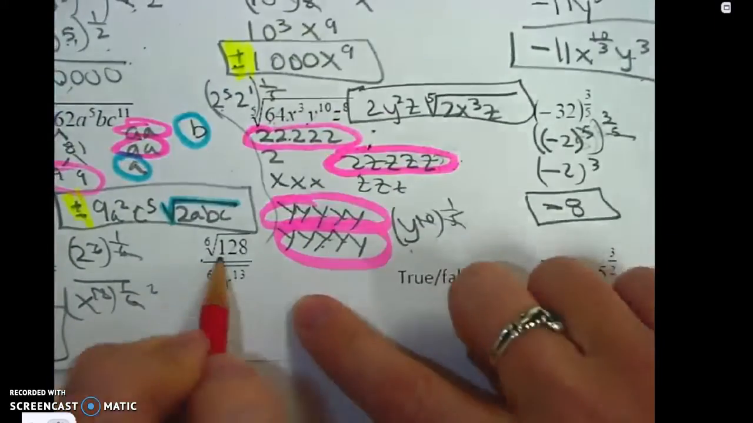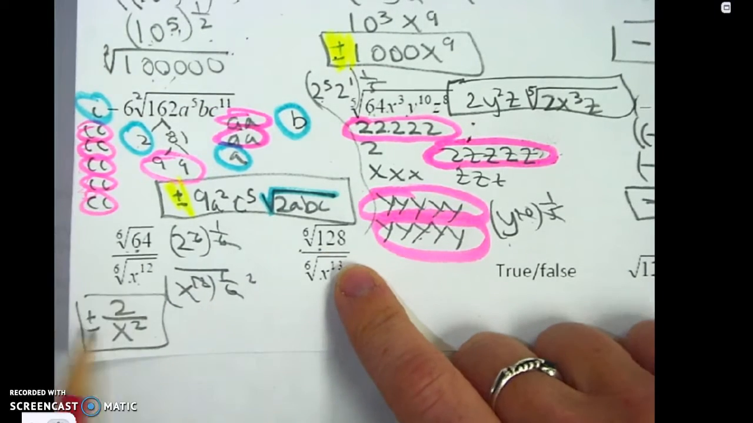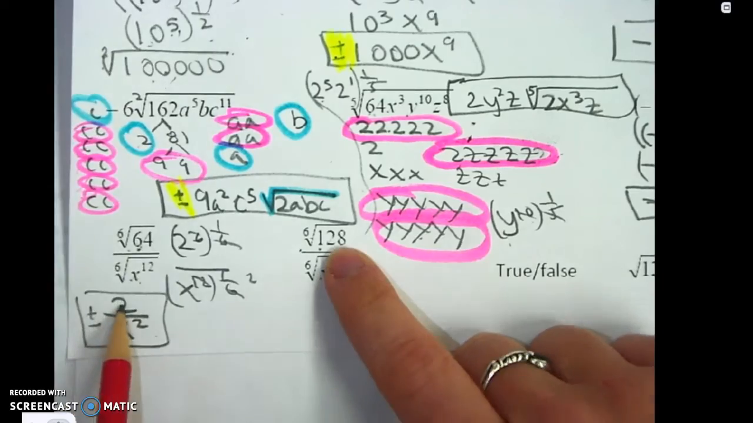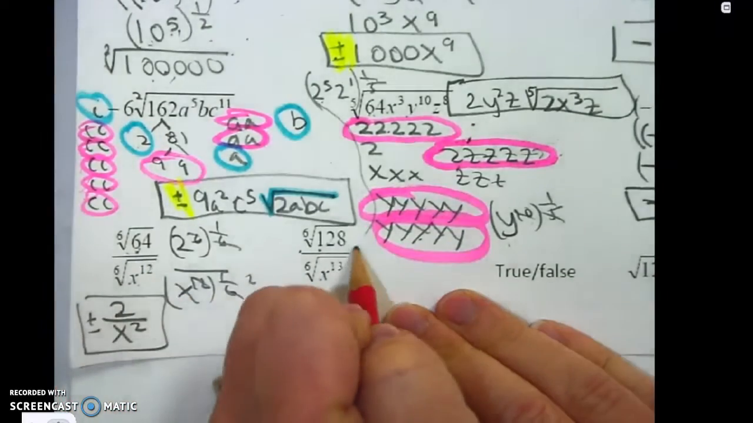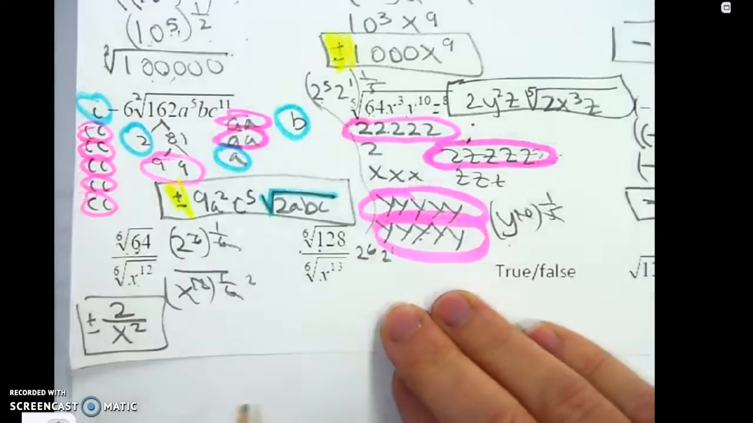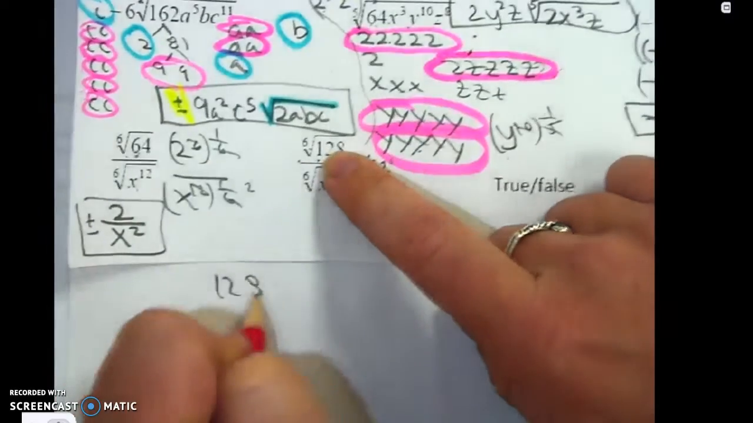Okay, next one. Now, looking over here, I saw that the 6th root of 64 was 2. So if you multiply that by 2, that's another one. So this is really, 128 is really 2 to the 6th, 2 to the 1st. And I know this is really x to the 12th x. If you're not sure what I'm talking about, you'll do your tree.